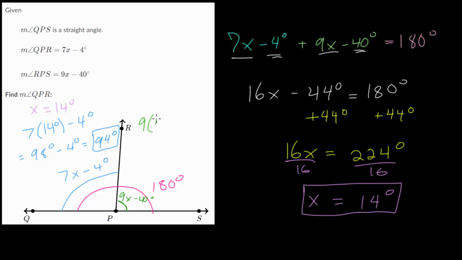So we have 9 multiplied by 14 degrees, and we'll subtract 40 from that. So 9 times 10 is 90. 9 times 4 is 36. Add those together, and you get 126. And taking away 40 from that, we do get back 86. And you can see 94 plus 86 does add up to 180. So we can feel confident that the measure of angle QPR is 94 degrees.